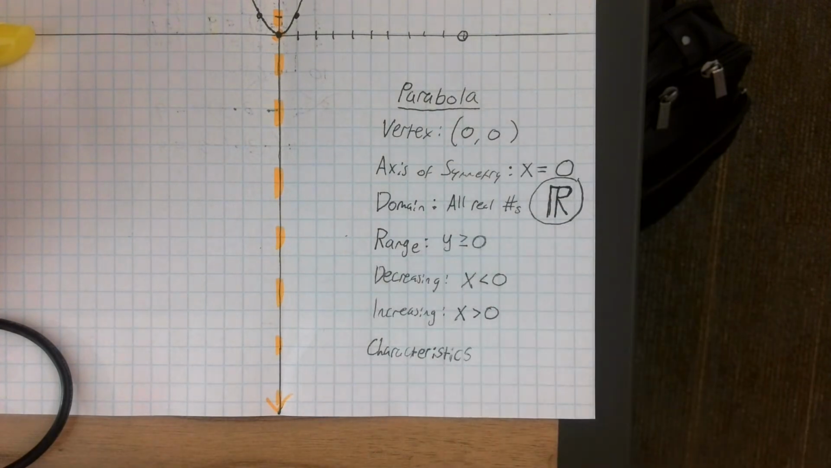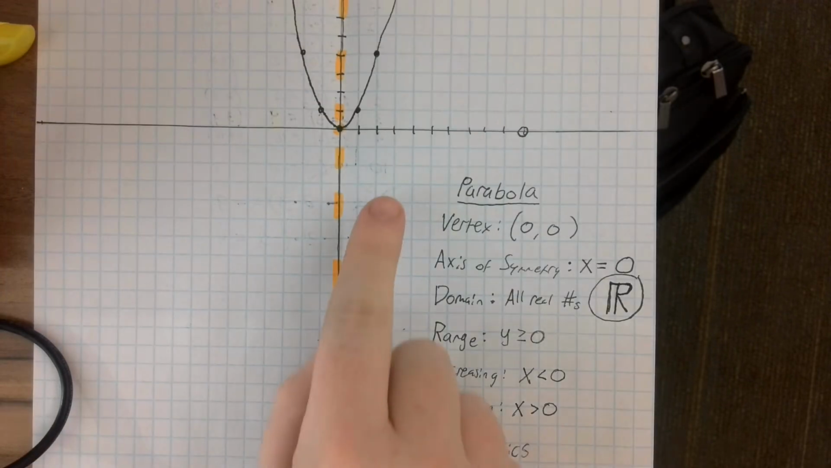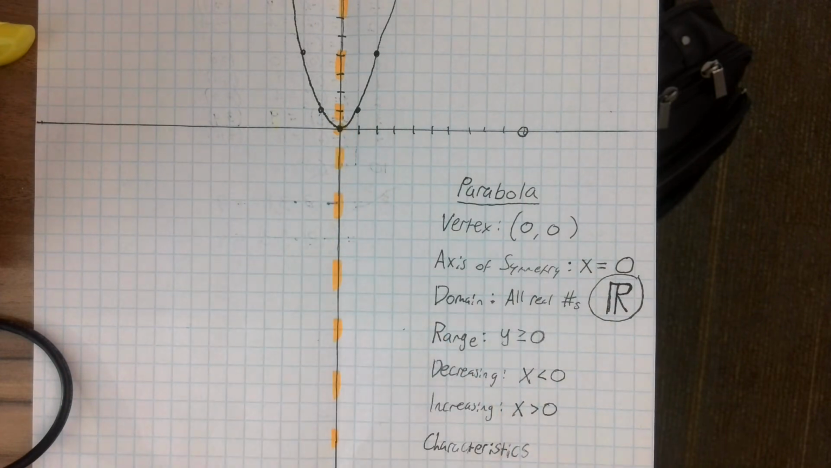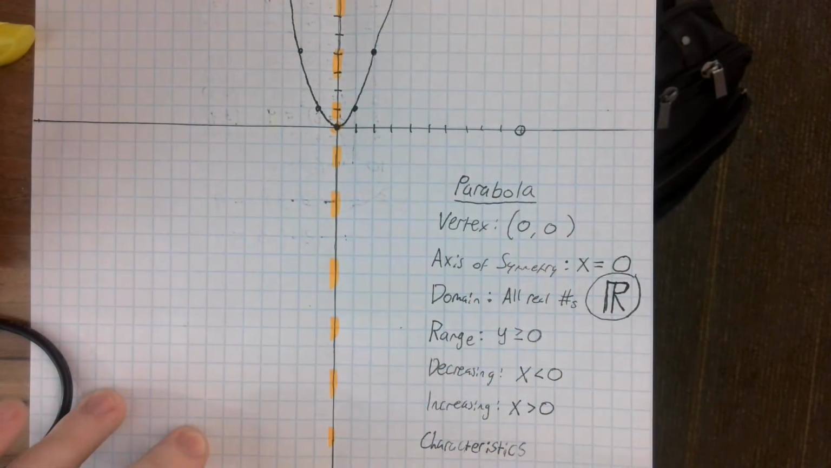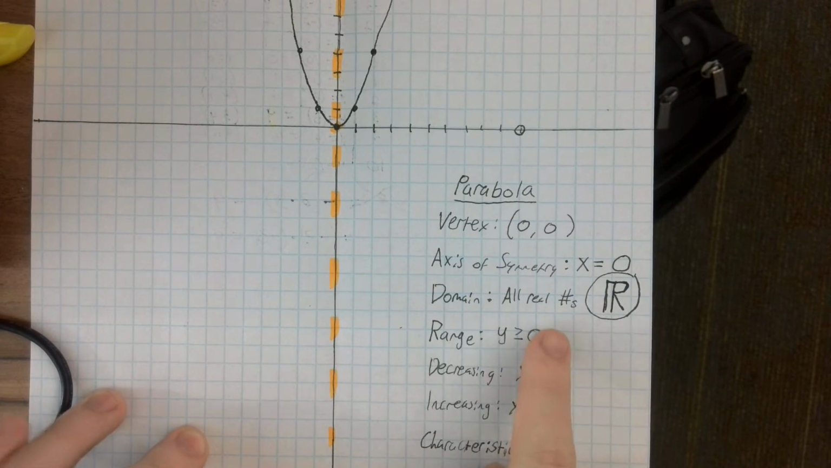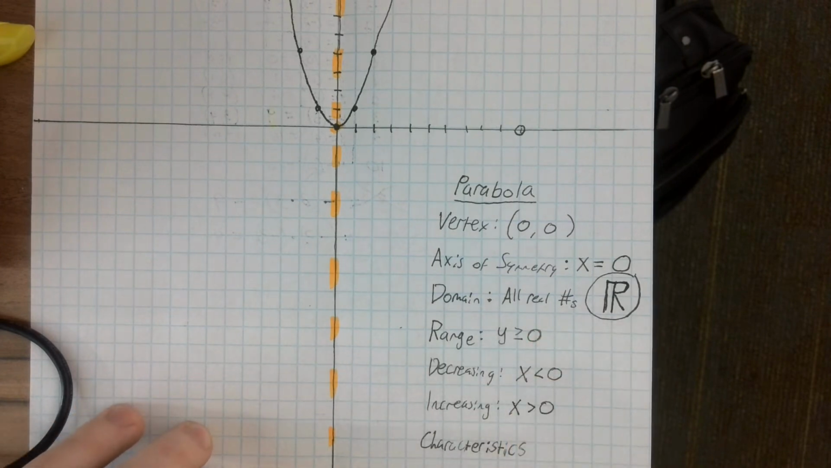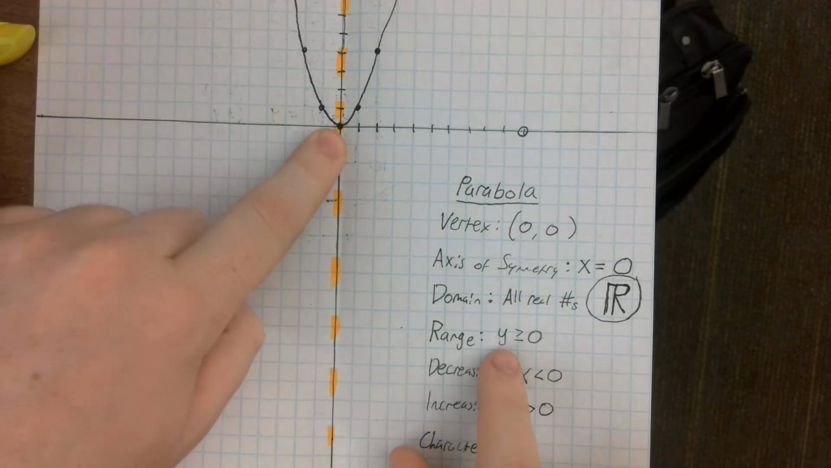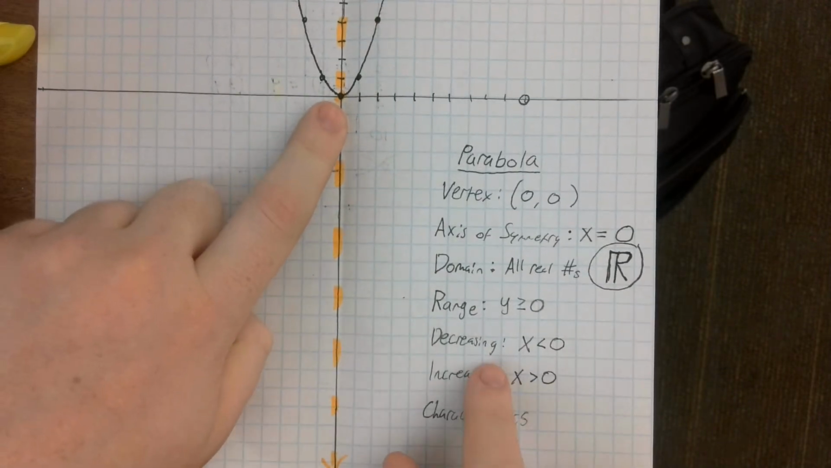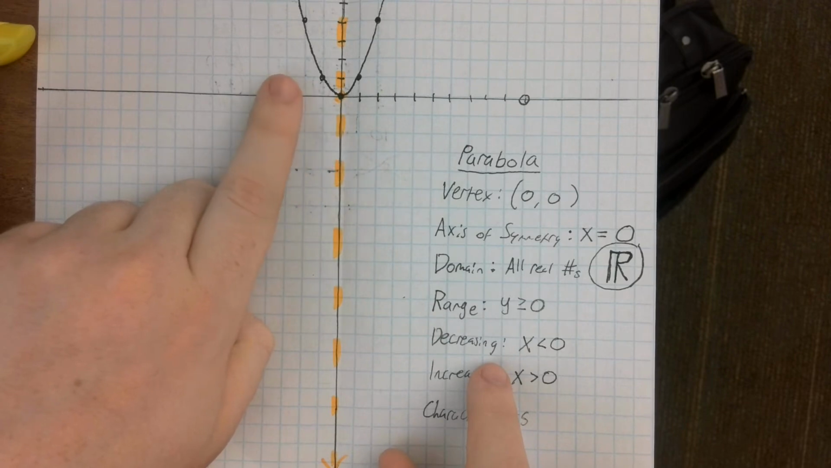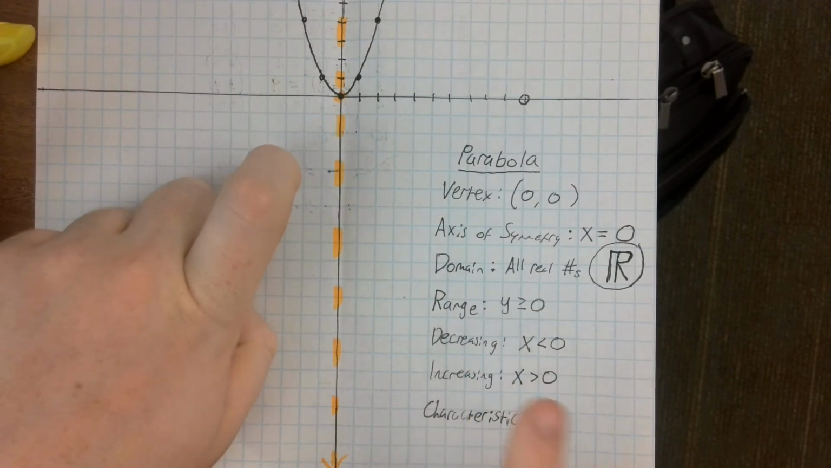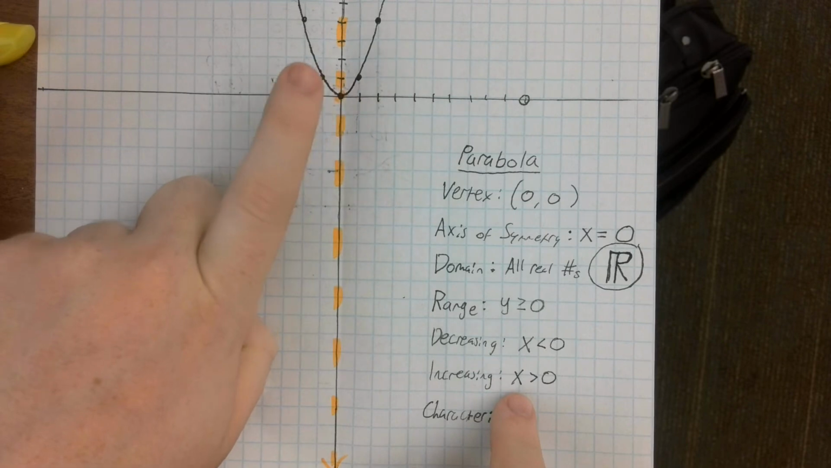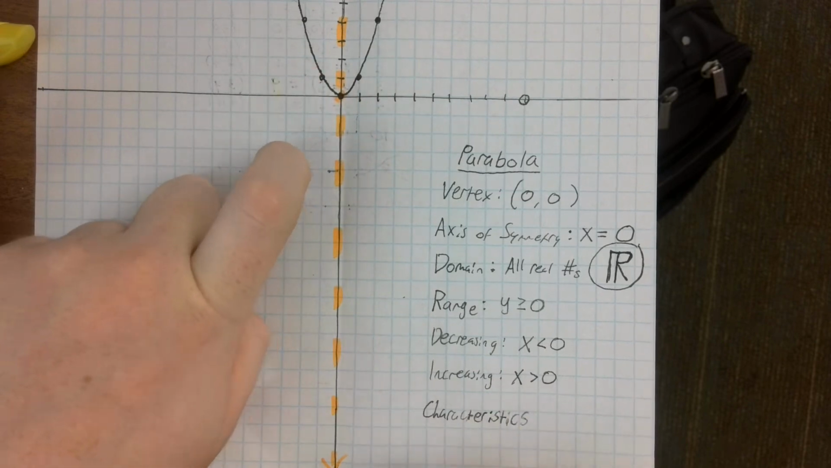This is what you're expected to be able to list off. And it looks like it's a lot, but really, you can kind of catch a lot of these at a glance. The vertex, bam, right there. The axis of symmetry, bam, right through the vertex. The domain of our parabolas, as long as they're up and down, will always be all real numbers. The range is always going to be related to where our vertex is. It's decreasing sometimes before the vertex, sometimes after the vertex. It's increasing sometimes before the vertex, sometimes after the vertex. And we'll talk about characteristics in a little bit.